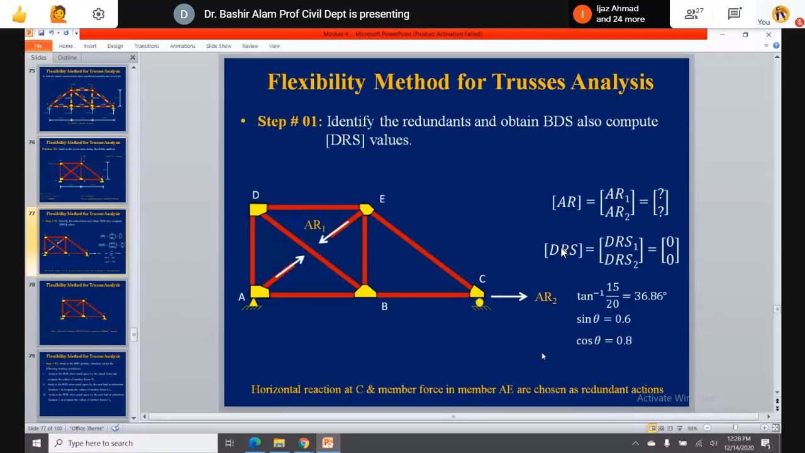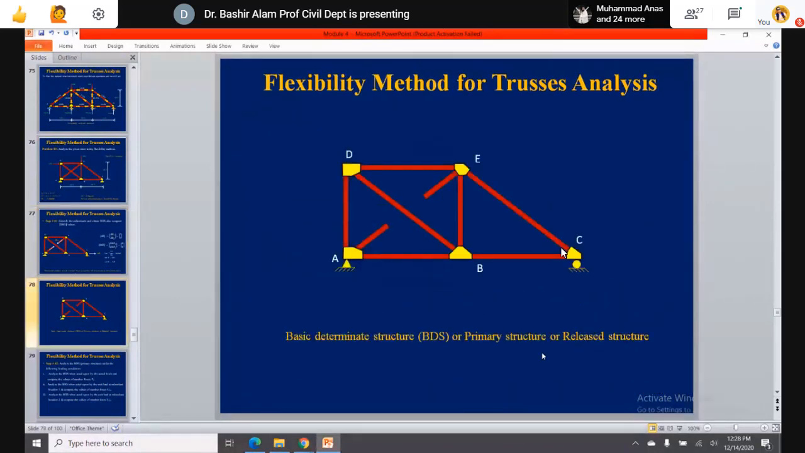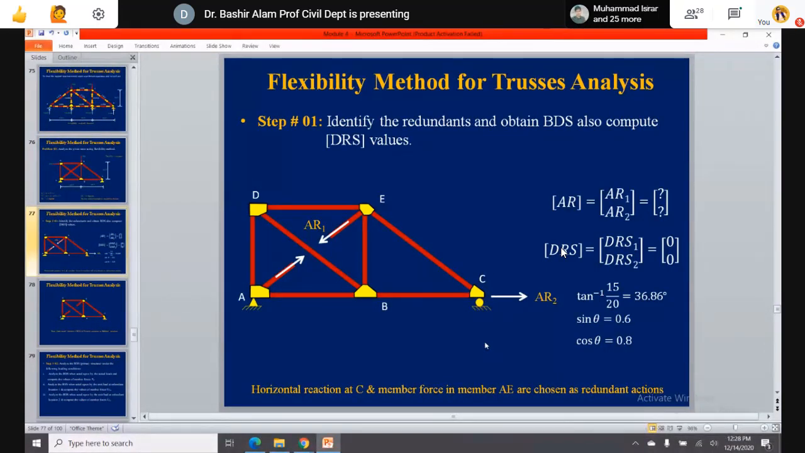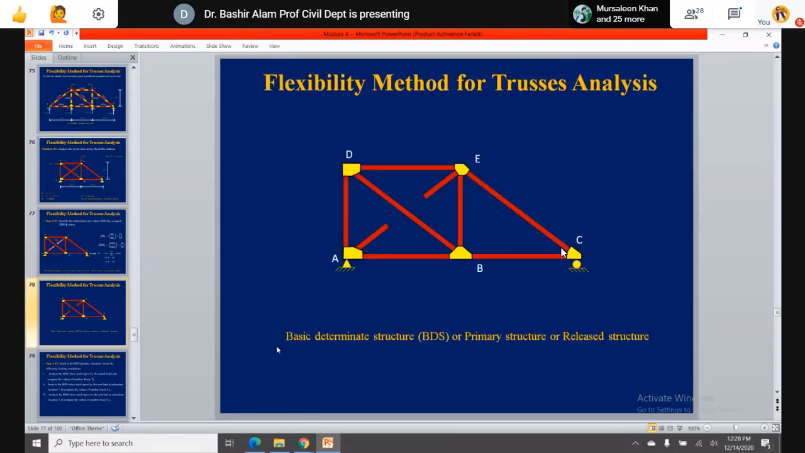Okay, so these are our redundant actions. AR1, AR2, you label them. And this is the basic determinate structure now. Now remember, somebody can take this vertical reaction here at C as a redundant action, or BD as their redundant action. Similarly at A, horizontal and vertical there. So many options you have.